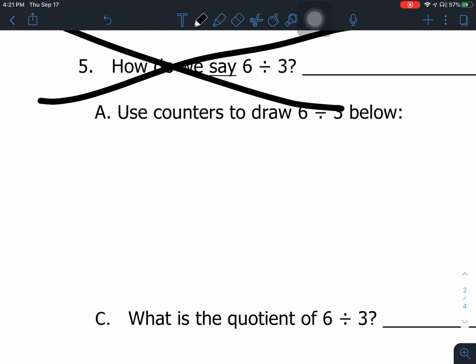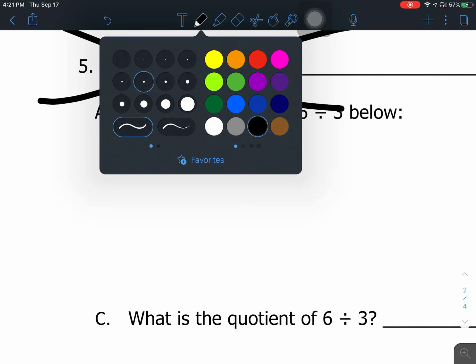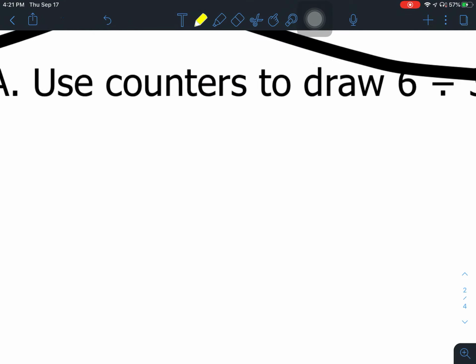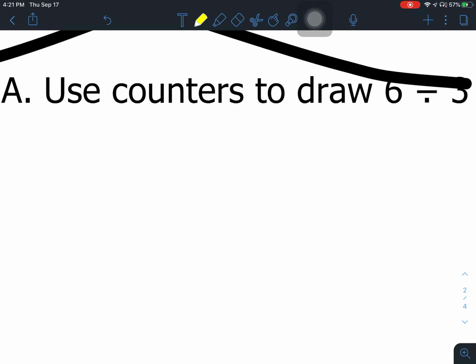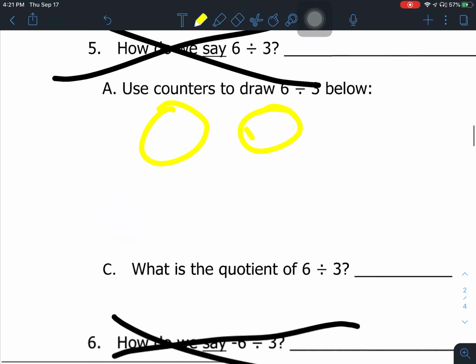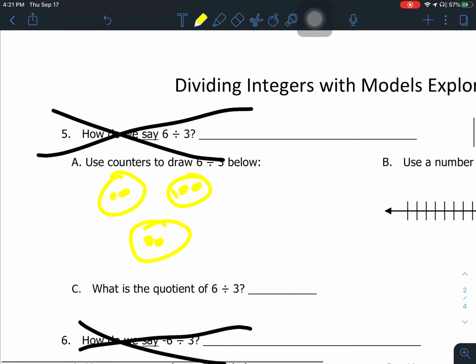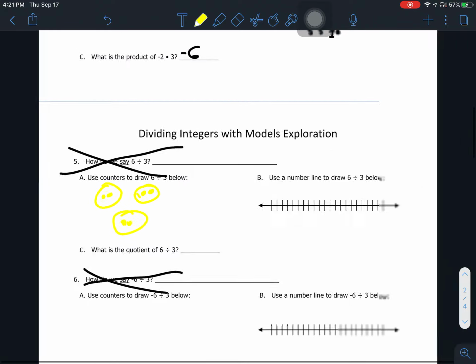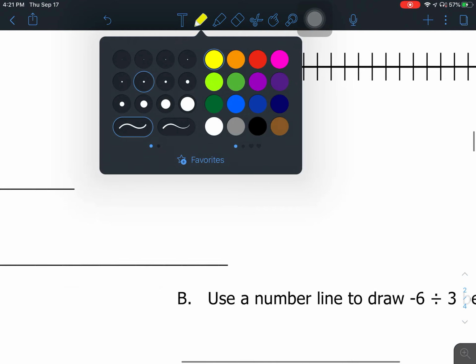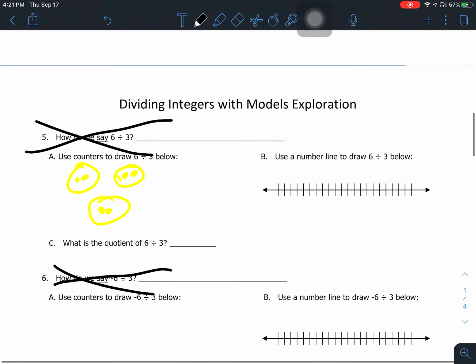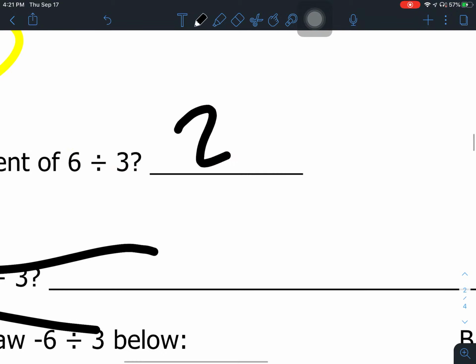Now we're doing 6 divided by 3. They're positive, right? So 3 groups and each have 2 in them. This is the way we use counters to draw 6 divided by 3. We have to draw 3 groups and then divide 6 into those 3 groups. And if you see, each group has 2. So 2 is our answer. Let's just write that down.